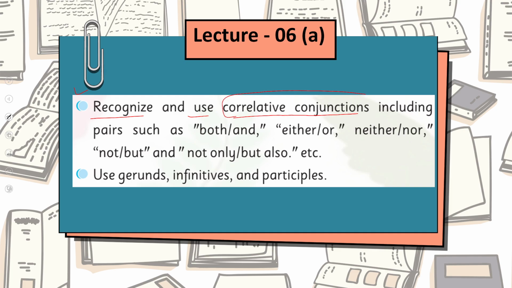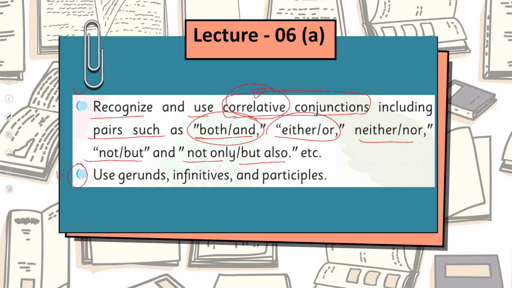Now, next lecture, the SLO is recognize and use correlative conjunctions. Does it ring a bell? I hope that you are aware of conjunctions and the three main types: coordinating, subordinating, and correlative conjunctions. We know correlative conjunctions work in pairs. For example, both and, this is a pair. Either or, neither nor, not but, and not only but also.